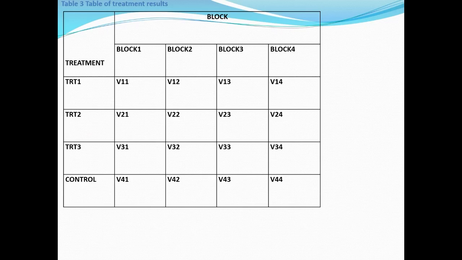Now, looking at the statistical analysis, the analysis of variance, for instance, we see here that it is a randomized block design, where you have four blocks and three treatments with control as the fourth treatment. So you list the blocks on the columns, vertical on the columns, and then the treatments on the rows. So you have cells expressed in this form, V11, V12, extract, or V11 to V1, V41, counting from the rows.